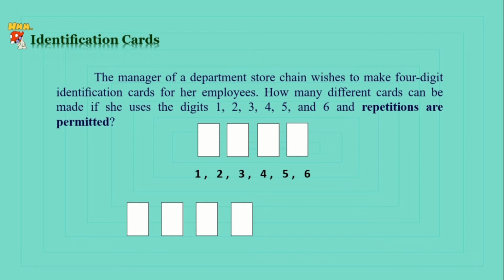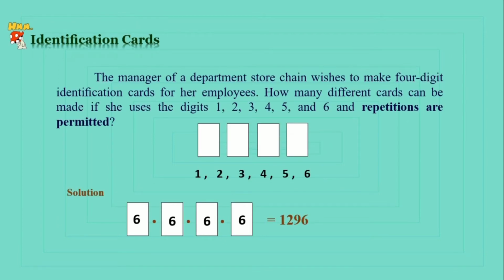Therefore, we multiply 6 by itself 4 times to get the total number of cards that can be made. 6 times 6 times 6 times 6 is equal to 1,296. Finally, we can have 1,296 different cards. But what if repetitions are not permitted?